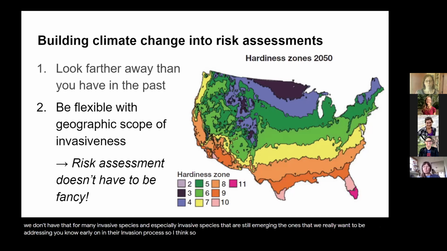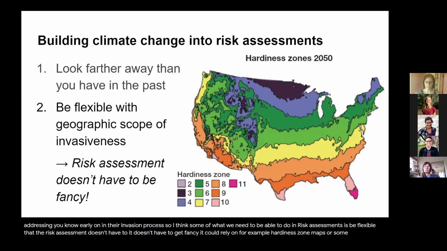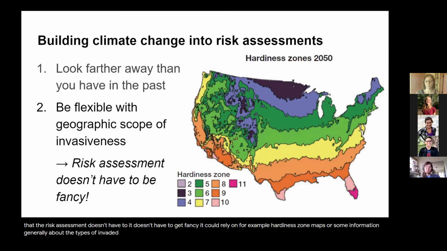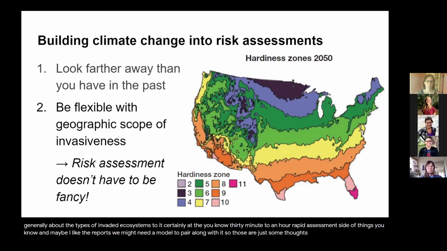So I think some of what we need to be able to do in risk assessments is be flexible, that the risk assessment doesn't have to get fancy. It could rely on, for example, hardiness zone maps, or some information generally about the types of invaded ecosystems. It's certainly at the 30-minute to an hour rapid assessment side of things. And maybe when we get down to writing our lengthy reports, we might need a model to pair along with it. So those are just some thoughts that we have all had on this topic.